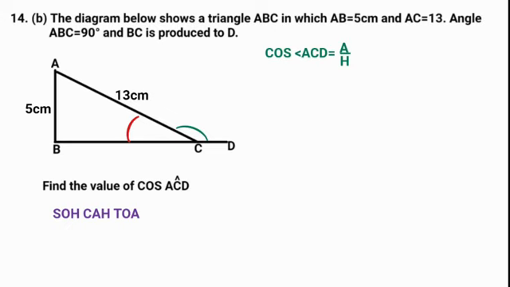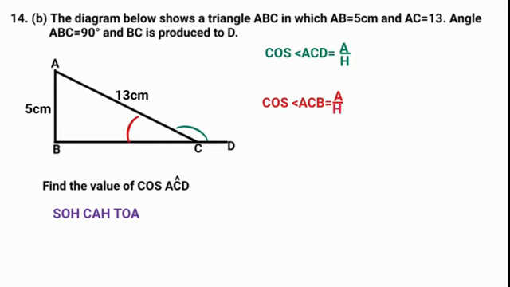So to find the cosine of this angle, we are going to use this inner angle to find the hypotenuse of the angle which is outside. So how are we going to find this? We are going to use the same formula, cosine of angle ACB, which is equal to adjacent over hypotenuse.